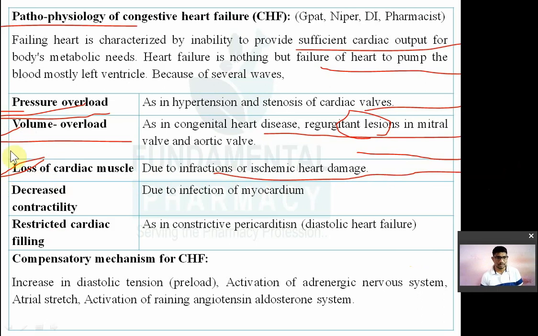So this congestive cardiac failure may be due to pressure overload, volume overload, loss of cardiac muscle, or decreased contractility due to infection of the myocardium. Restricted cardiac filling in case of constrictive pericarditis. Okay, so diastolic heart failure. So these are nothing but the different reasons for heart failure.